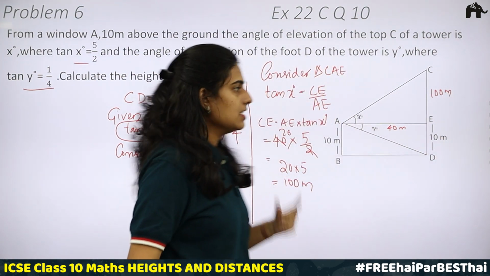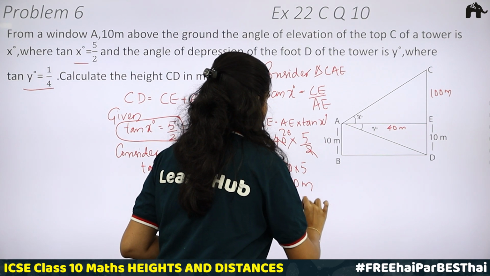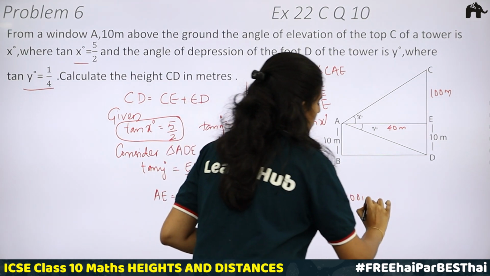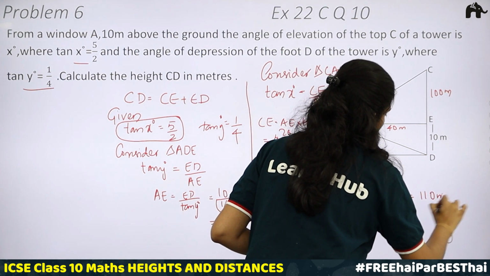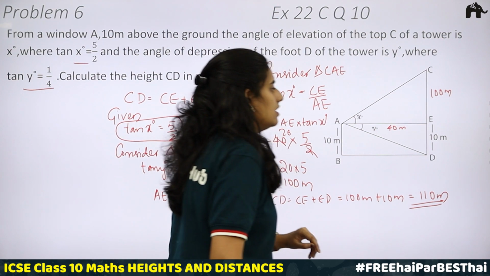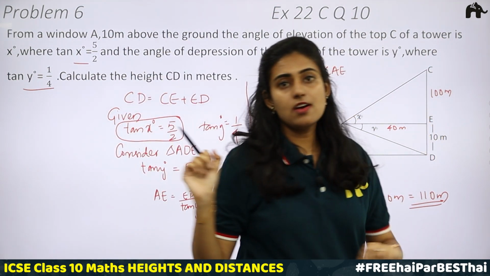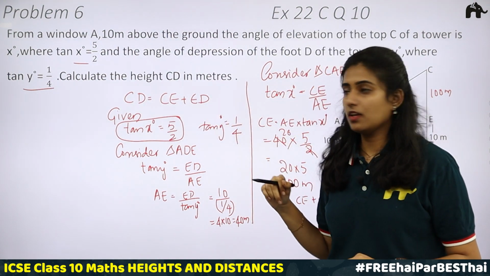Then what is CD? Just taking the sum, we will get CD. CD will be equal to CE plus ED, and that is 100 meter plus 10 meter, which is equal to 110 meters. 110 meters is your final answer. CD is equal to 110 meters. Height CD is 110 meters.